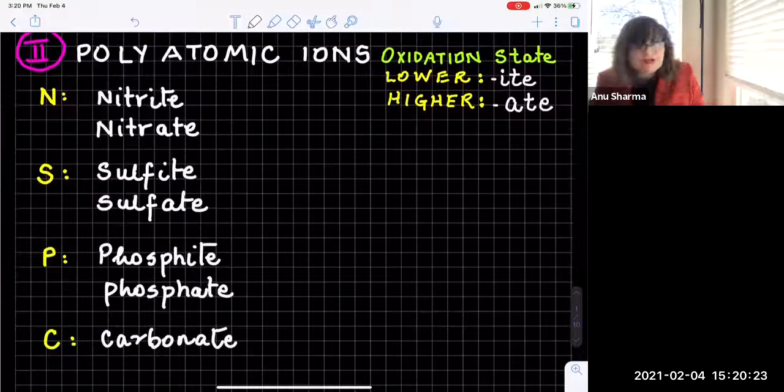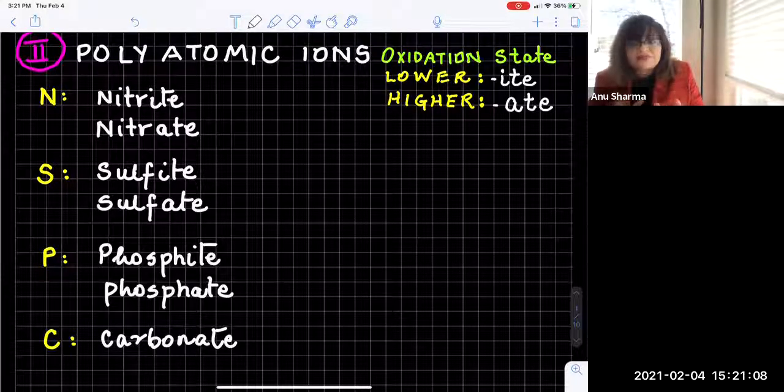Then come the polyatomic ions. Several non-metals combine together and form stable anions and a few cations. Those are called polyatomic ions. Polyatomic means two or more atoms, and it could be different kinds of atoms. For example, nitrogen: these are generally considered oxidation states because they're mostly combined with oxygens, a different number of oxygens. Every atom has a capacity to bond with a certain number of oxygen atoms.